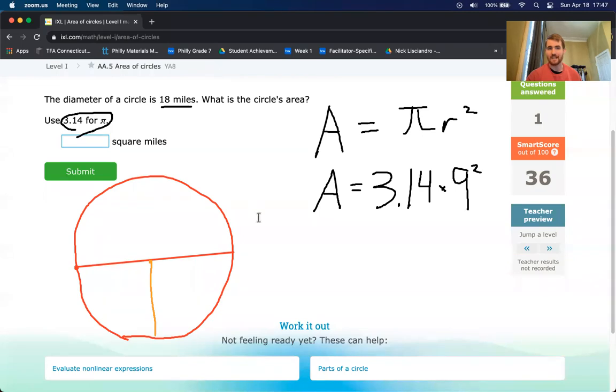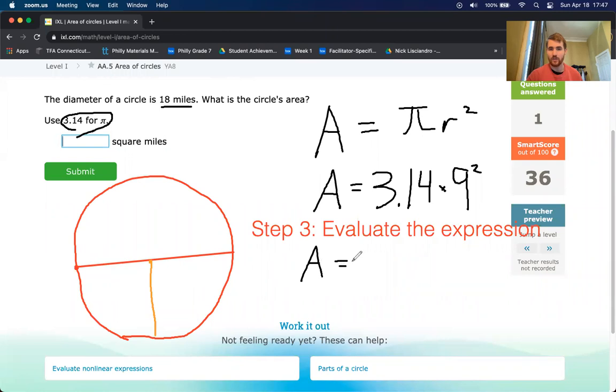Now step 3, the last step, is just evaluate the expression. Solve the formula. Remember, when we do this, we got to do the exponent first. So we're going to have A equals 3.14 times 9 squared. What is 9 squared? That's 9 times 9. That is 81. We always do the exponent before we do multiplication. Now that we've done that, we can multiply.